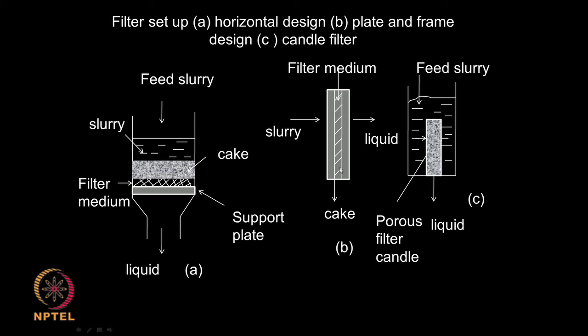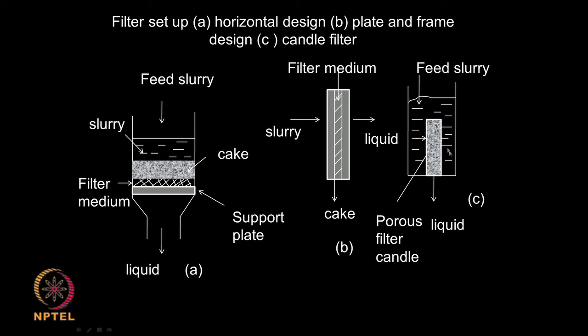So, you have a frame, you have a porous plate on which your filter medium is placed, the slurry flows through, the cake is formed, it is removed here and then you collect the liquid. So, this is a batch process, because after some time the cake accumulates so much that the flow of the liquid goes down and down. So, you need to stop it, scrape out the cake and remove it. Also in this system you need to stop the filtration, remove the plate and frame, remove the cake that is formed and restart the whole process.